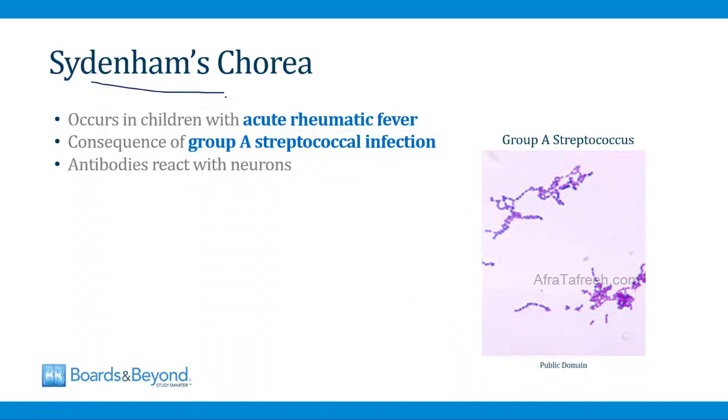Sydenham's chorea is a form of chorea that occurs in children who have rheumatic fever. Rheumatic fever is a consequence of group A strep infection, usually strep pharyngitis. It's believed that antibodies produced in response to strep infection react with neurons, and that's what leads to chorea.